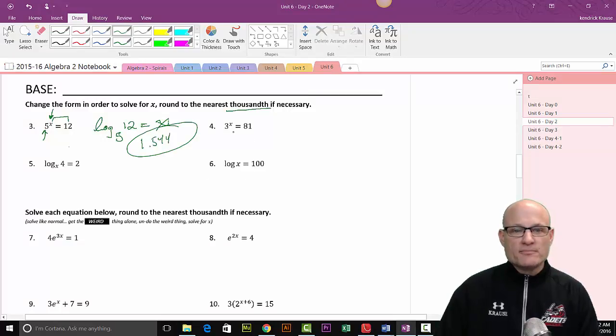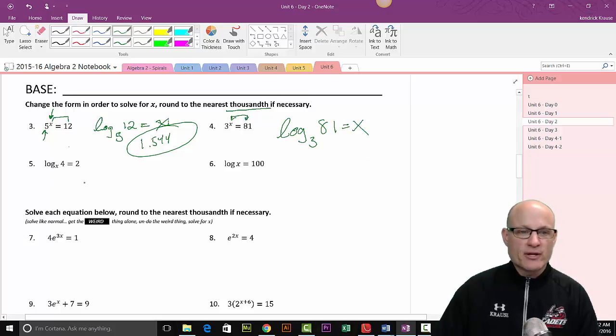All right, so here we go. This one should be obvious, right? This is just 4, because I know 3 to the 4th is 81. But if I want to change the form, we're going to do log. The base remains 3, and then these two things change locations. 81 equals x. And then I can come over to my calculator. It would give me whatever.